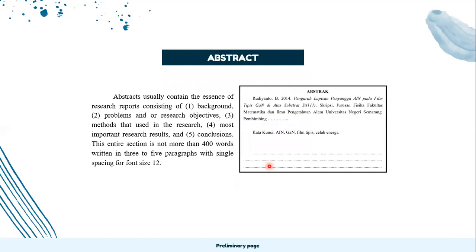The next part is abstract. Abstract usually contain the essence of research reports consisting of the background, problems and or research objectives, methods that used in the research, most important research results, and the last is conclusions. This entire section is not more than 400 words written in 3 to 5 paragraphs with single spacing for font size level. For the example, you can look at it here.